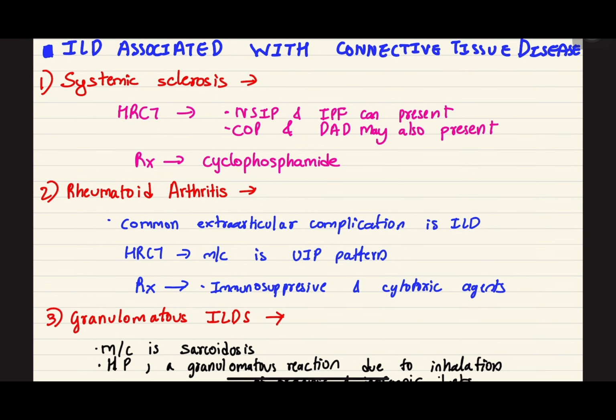We are going to learn about ILD associated with connective tissue disease. ILD often complicates connective tissue disease. In systemic sclerosis, HRCT may show NSIP or IPF pattern, and cryptogenic organizing pneumonia and diffuse alveolar damage may also be present. Treatment includes cyclophosphamide. And in rheumatoid arthritis, ILD is the most common extra-articular complication. The HRCT may show UIP pattern, which is most common. It can also show NSIP. Management uses immunosuppressive and cytotoxic agents.